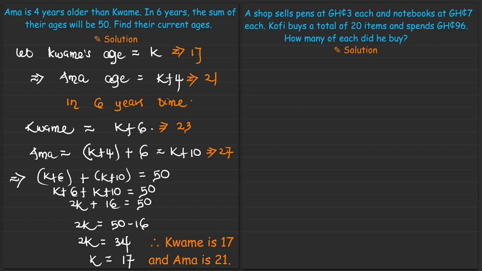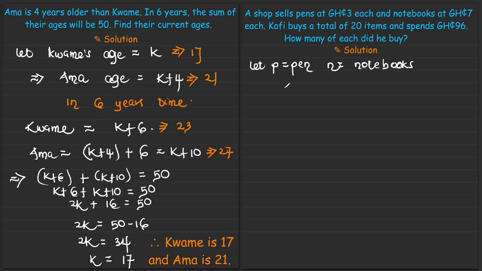We need to define our variables. Since there are pens and notebooks, let P be pens. So anytime we see P, we are talking of pens. And then let N be notebooks, so that anytime we see N as well, we mean notebooks.